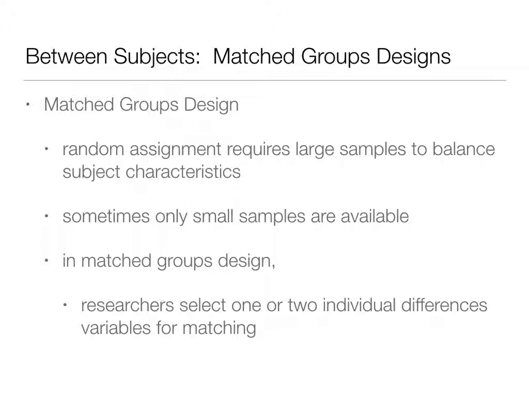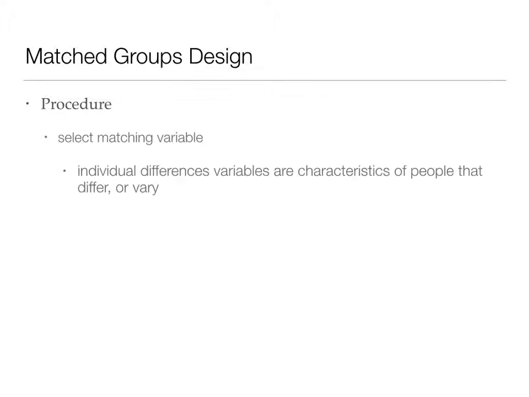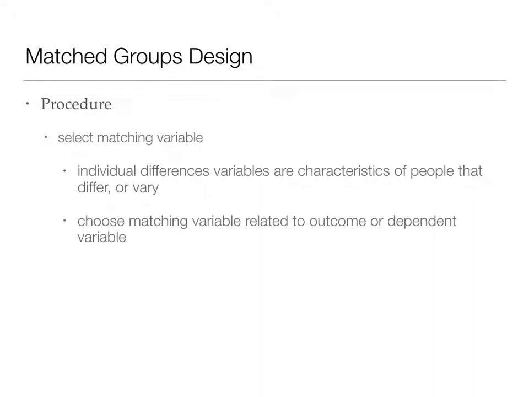You can match for more than one subject variable to create more equitable groups, groups that are even between those conditions. So the procedure for doing that is you select a matching variable. It can be any individual difference variable in which they differ, or a variable that you think is going to be related to the outcome, to the dependent variable. So again, maybe we think that's IQ. Maybe we think that's height. Maybe we think that's grade level. Who knows? Maybe we think it's age.